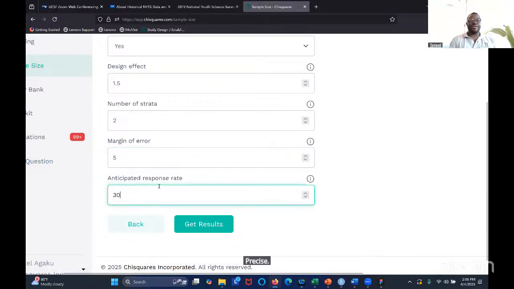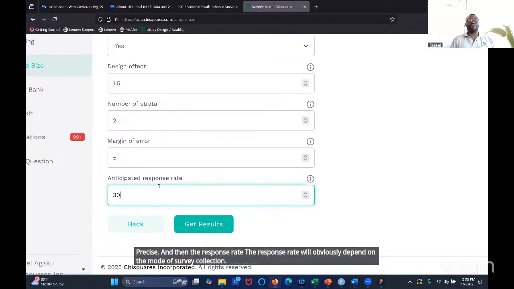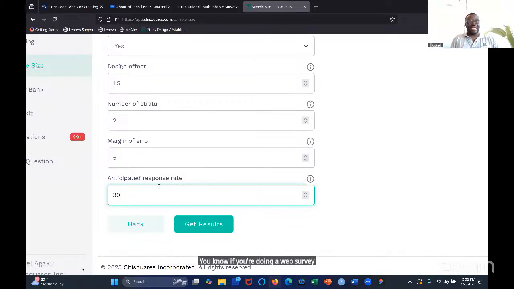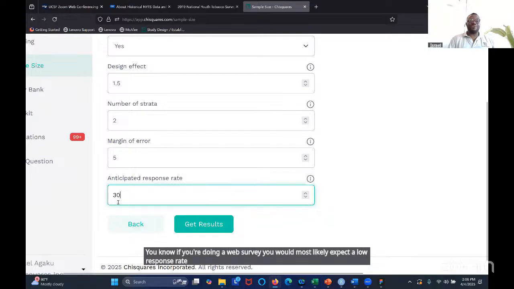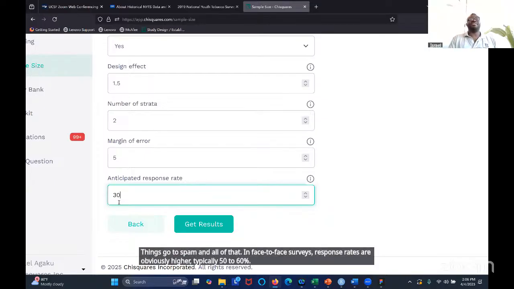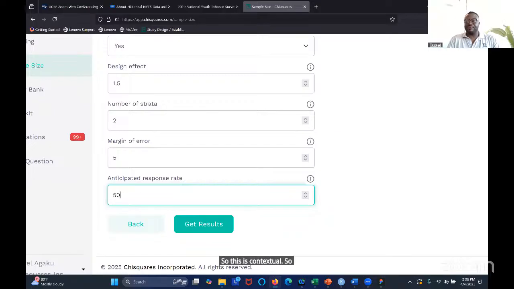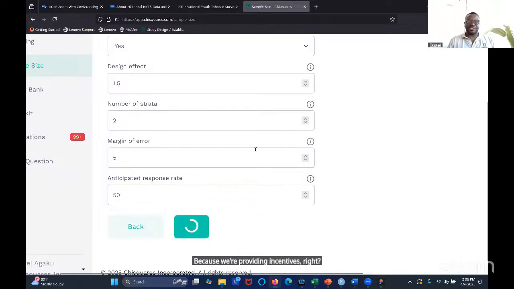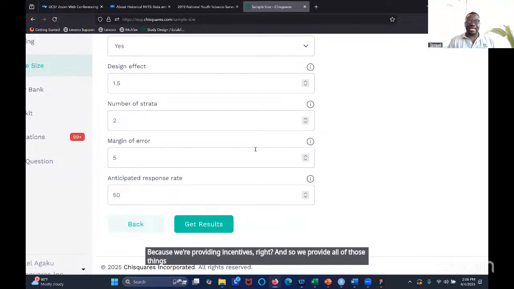And then the response rate. The response rate will obviously depend on the mode of survey collection. If you're doing a web survey, you would most likely expect a low response rate. If you get a response rate of 30% for a web survey, well, that is a really fantastic response rate, right? People don't answer emails. Things go to spam and all of that. In face-to-face surveys, response rates are obviously higher, typically 50 to 60%. So this is contextual. So let's say we hope to achieve a response rate of 50% because we're providing incentives, right? And so we provide all of those things, and then we click on get results.